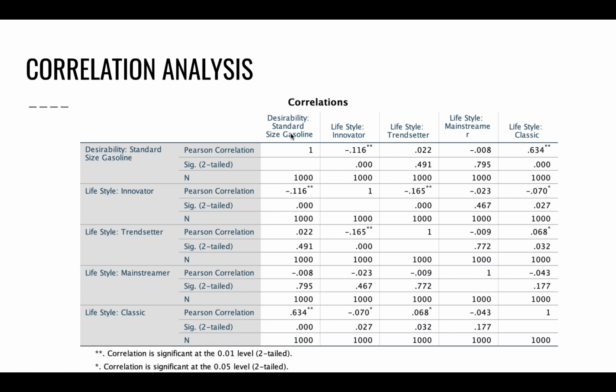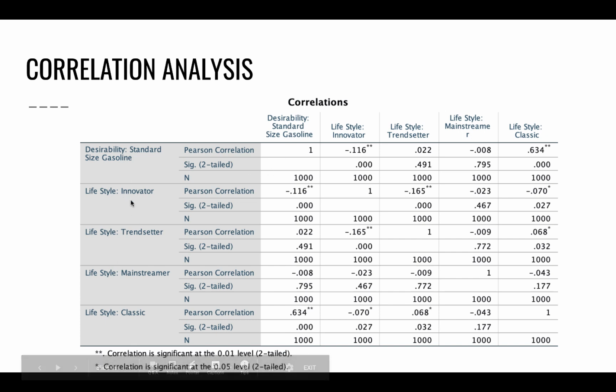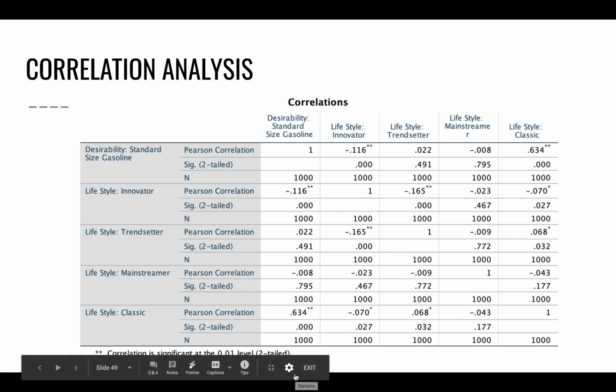interested, or the more they desire a standard size gasoline car, which makes total sense because it's a pretty basic classic car. So people who consider themselves classic are more likely to want that car than, let's say, people who are considering themselves innovators. Innovators might want to go for an electric car instead, let's say, or an electric bicycle. Something like that. So this is really what a correlation coefficient table can tell you.